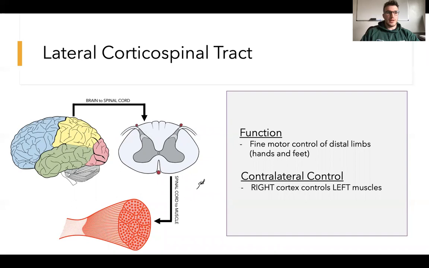Because the neurons that make up the lateral corticospinal tract originate in the cerebral cortex, the part of the brain that controls the left arm and foot is actually the right brain, and vice versa for the right side of the body. We will explore the reason for this on the next slide.